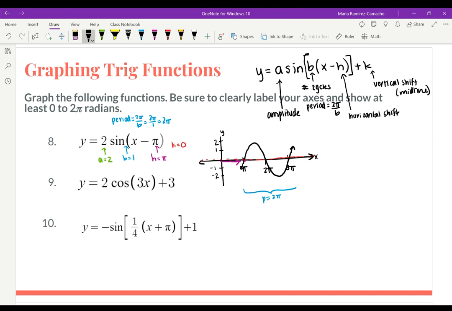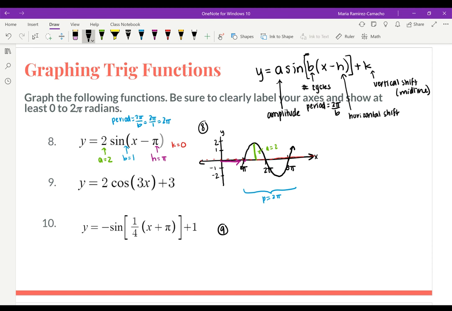Again, notice the length of the period. It's 2 pi because our cycle is starting at pi, ending at 3 pi, so that length is 2 pi. We knew to start it at pi because of the horizontal shift. We knew that the midline was 0, so this graph is not shifted vertically. And then the amplitude is 2, so the height right here is 2. Okay, that's it for graph number 8.